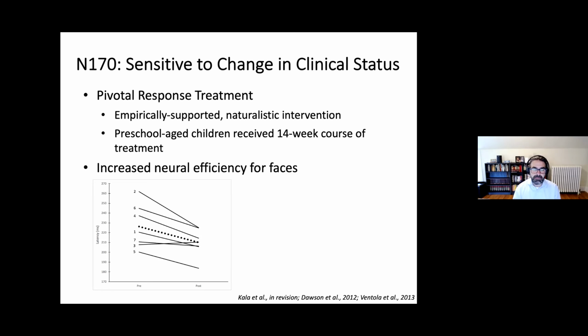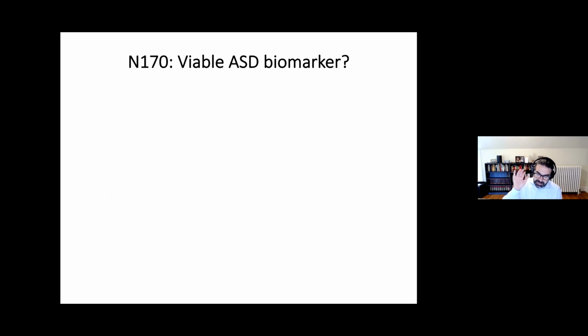I mean, obviously more needs to be done to understand this, to understand things like why child 3 didn't get faster, and to what degree the changes in the N170 parallel or associate with changes in behavior. But it's suggesting to us that the N170 latency might also be useful in terms of indexing changes in clinical status. Let's revisit my list of scientific priorities for biomarkers and think about the N170, what we've learned.